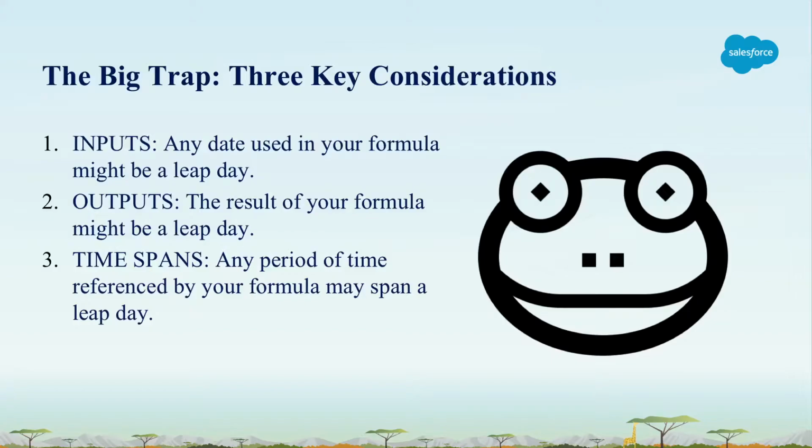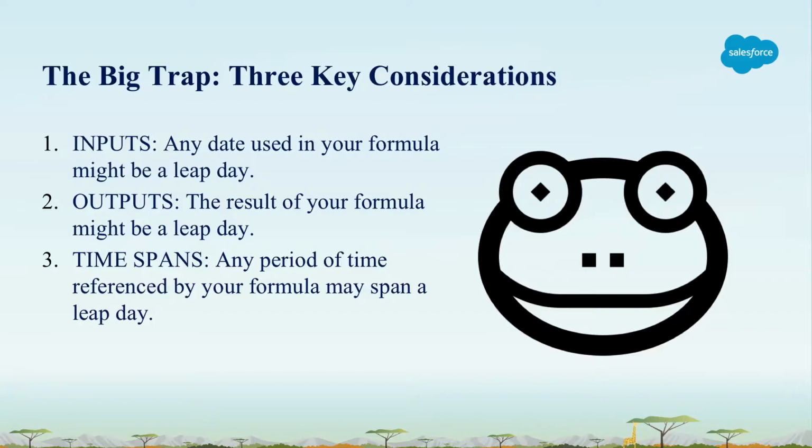Any date used in your formula might be a leap day. Somebody is born on February 29th, right? That's going to happen. It does happen. Somebody joins your organization on February 29th. It's going to happen. You need to account for that eventuality. Outputs. The result might be a leap day, right? The output might fall on a February 29th. We're going to account for that. And then time spans. Any period of time referenced to that plus 364 that we just did, it spanned a leap day, and we have to account for that.